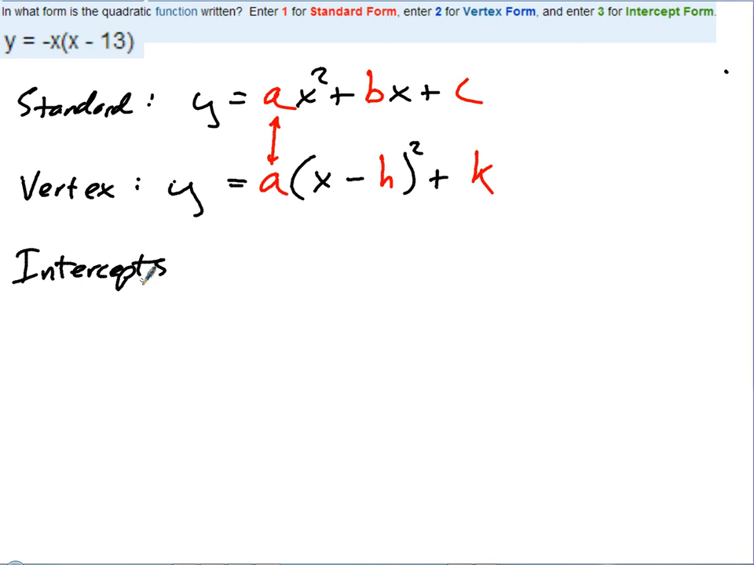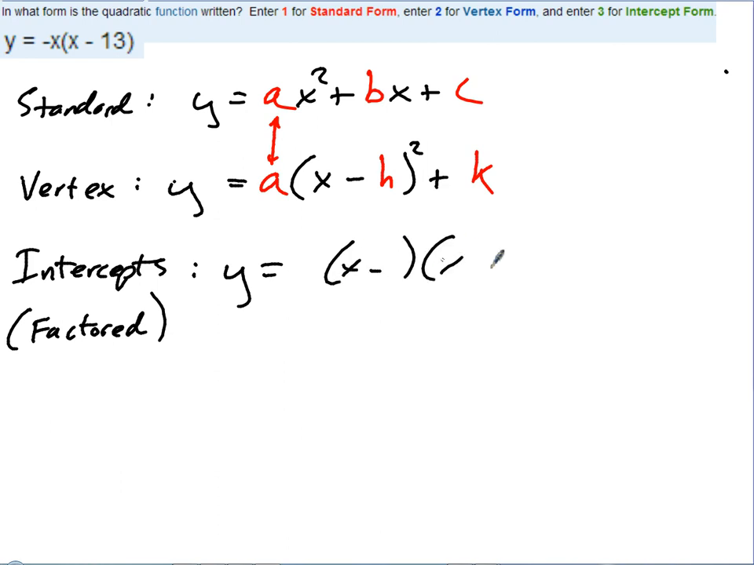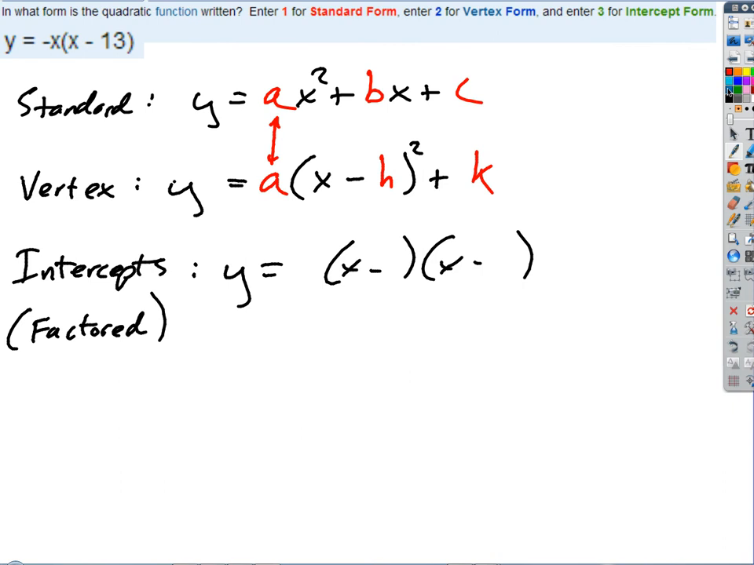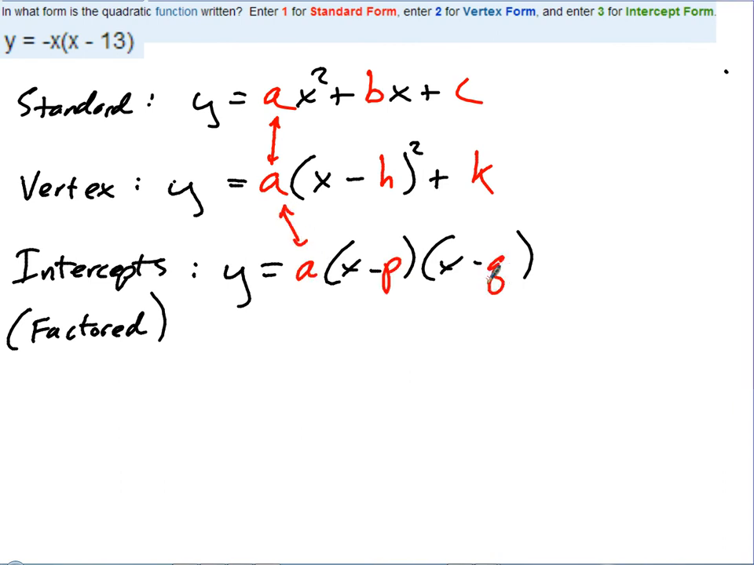Now intercepts form, this will help you with the problem we're about to do. Intercepts form really is the same thing as factored. If it's factored, that's a much better way of saying it. I don't know why our book chooses intercepts. Well, I do, because they're the x-intercepts. But factored form is how we would normally refer to this. And so y equals a times x minus p times x minus q, the same a as before.